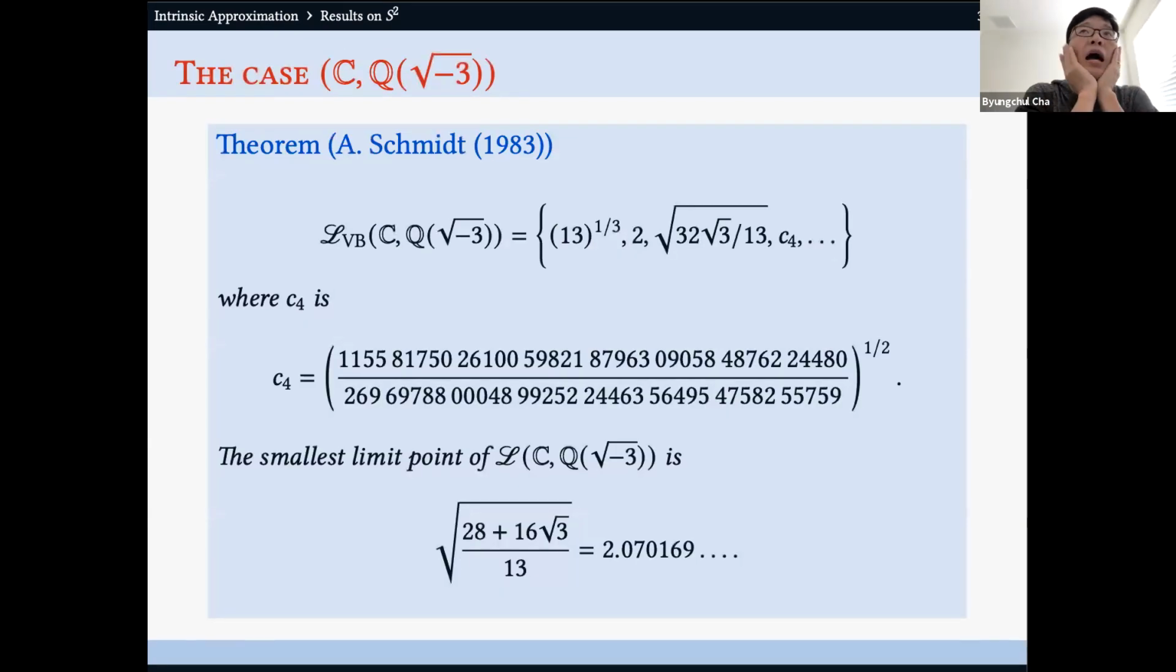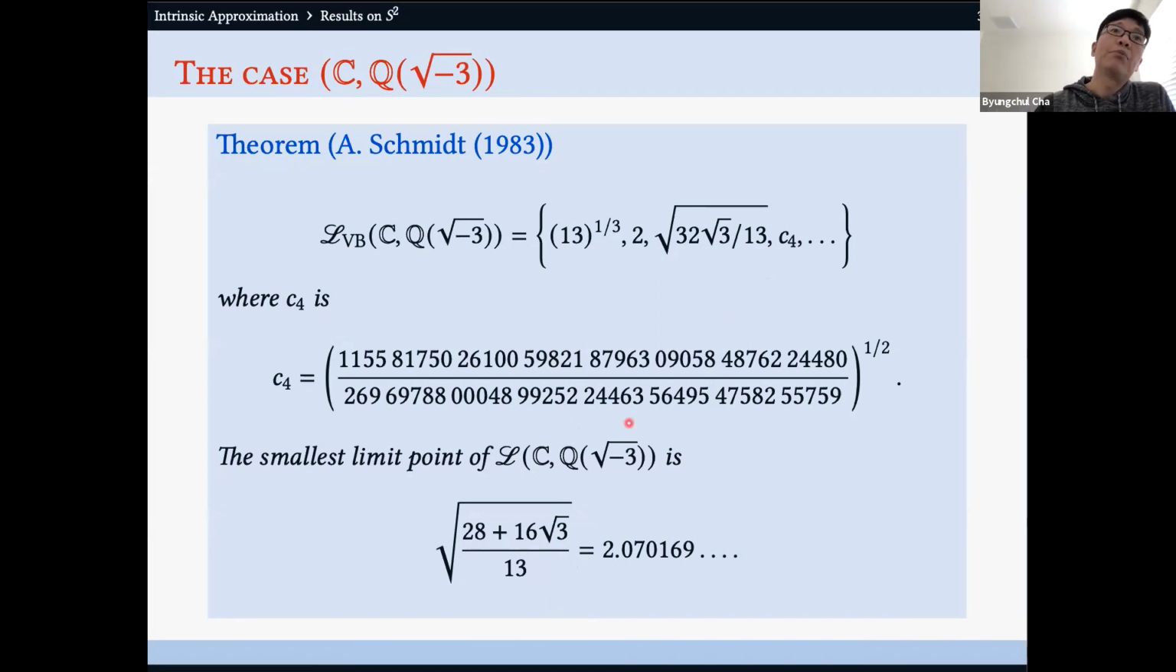One more. So here's the theorem, going back to Schmidt again, 1983. Now, the discrete part has infinitely many points, but then again, the combinatorics is different. So we have pretty scary looking numbers. And then the first limit point is this number, and that's from 1983.